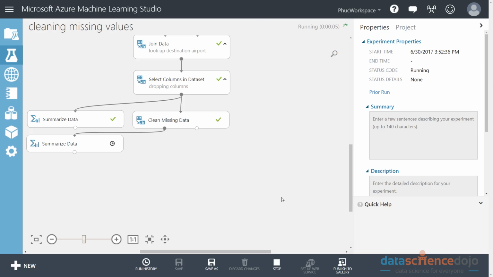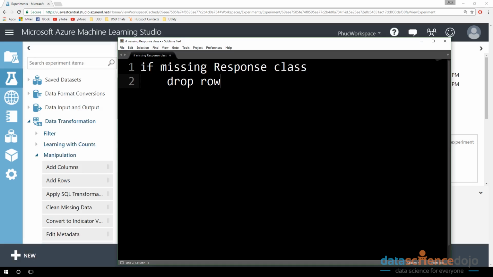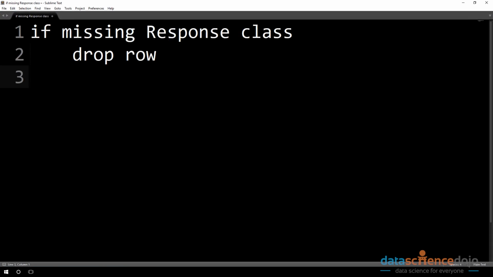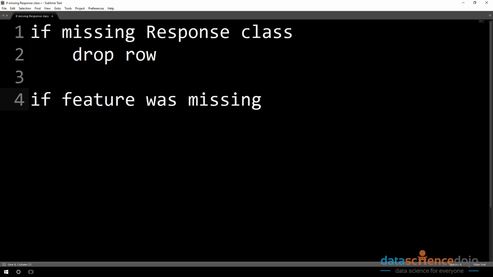Okay, so what if it was a feature that was missing? So in this case, I have these. Remember, these are some very general rules of thumb to start off. So what if a feature was missing? Okay, what if your feature was missing, which is basically these are predictors. Okay, then it depends on the data type.